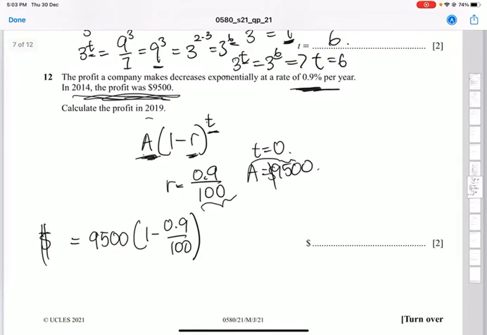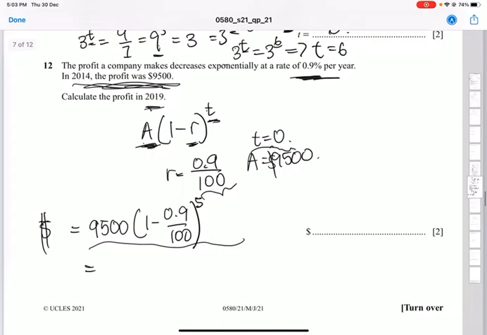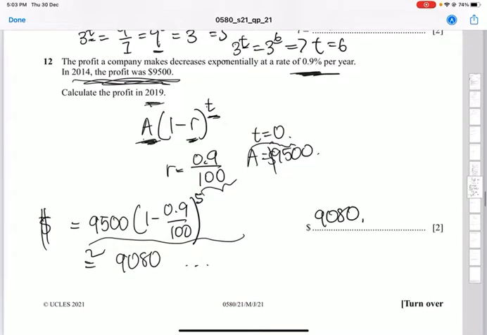So is this calculate the profit in 2019? Between 2014 and 2019 there are 5 years. So that means from t equals 0, t equals 1, t equals 2, t equals 3, it's 5 years in between. So the exponent t has to be 5. So once you solve this, you get the profit in 2019, and it should come out to 9080 something, and that's your answer. Hopefully that's clear. And I'm gonna move on.